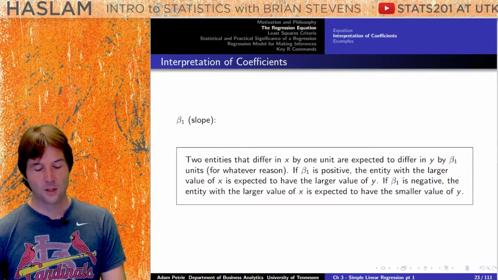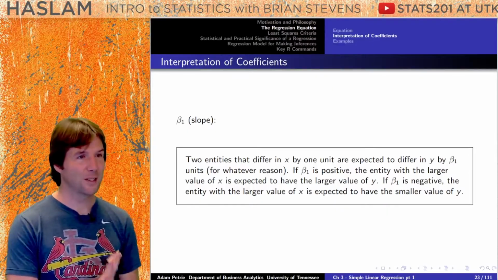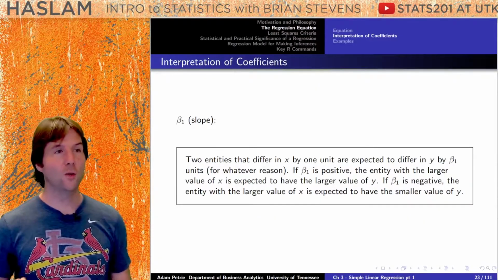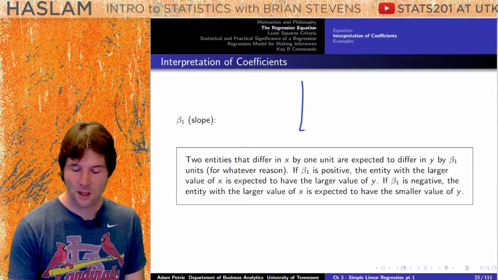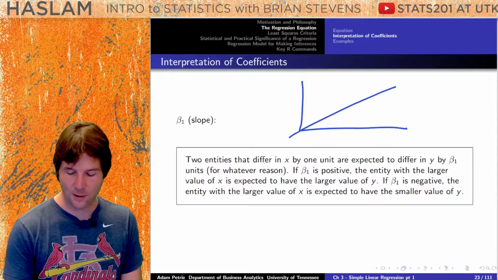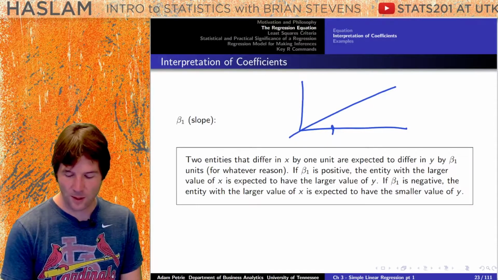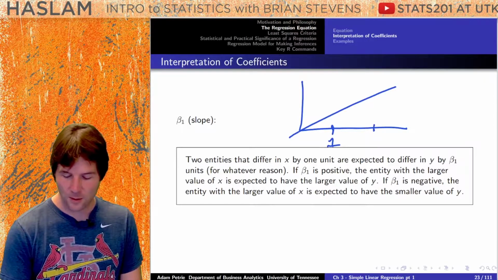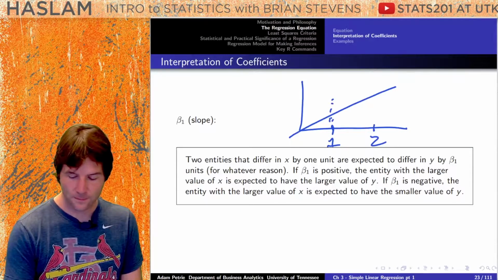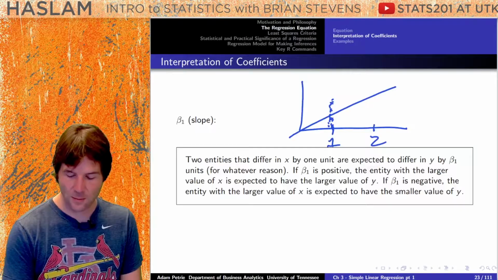So going over here to the slope, we have a very exact interpretation. Two individuals. What do we mean by this? Well, think about this. We have a line right here, and then maybe we have people here at 1, people here at 2. Now we've got some data points.